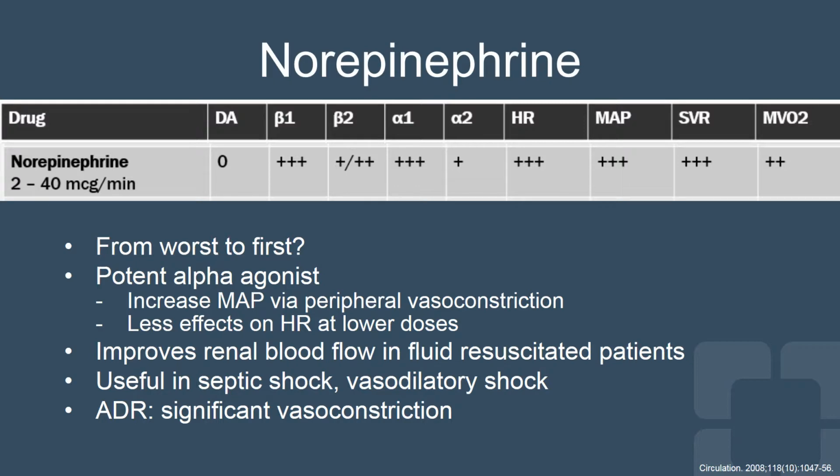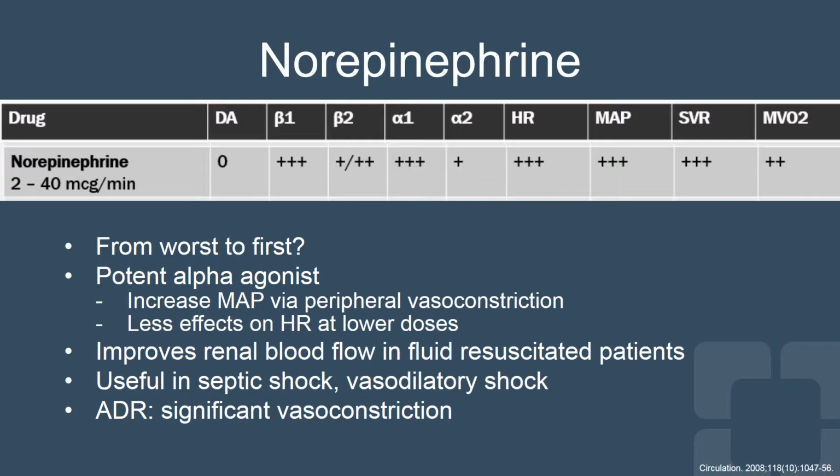So if you do properly resuscitate these patients and you know where their status is before you start adding these agents on, you truly can have excellent outcomes in these patients. It is useful in septic shock. It is actually the number one agent of choice. It is our preferred agent first line. And it's also a good agent to use in just standard vasodilatory shock in general.